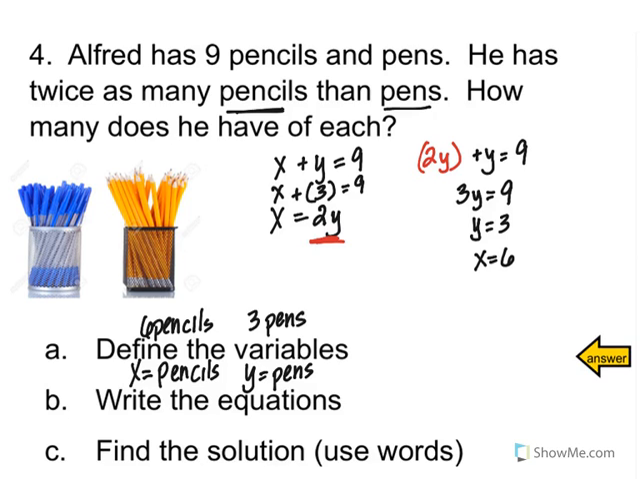I go back to my word problem. I know that he has 9 pencils and pens, so 6 plus 3 is 9. He has twice as many pencils as pens. Is the number of pencils he has double the number of pens? And that is correct. So I know that my solution is correct.